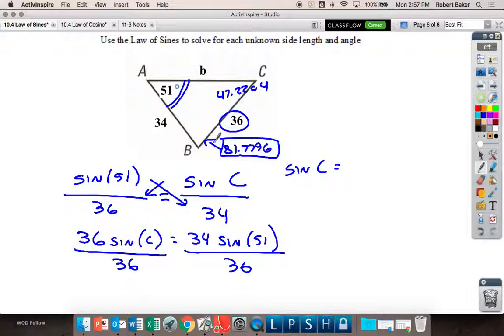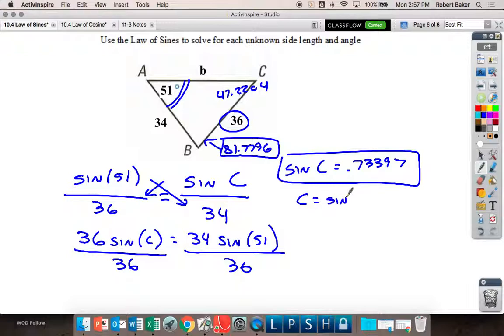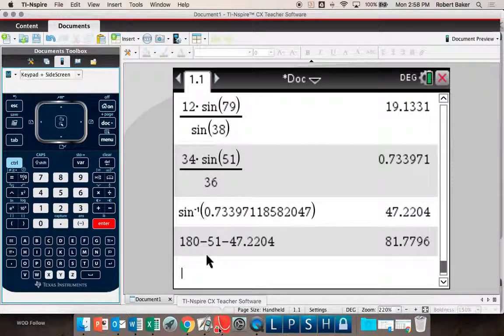Can you go back to the part where you went from 27.39 to 42? I got sine of C equals that nasty decimal. When I'm solving for an angle, you divide by sine, or you do sine negative 1 of the decimal. In the calculator, it gives you that 47.22 degrees.